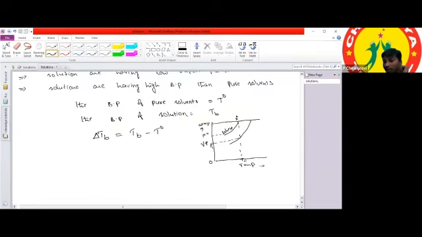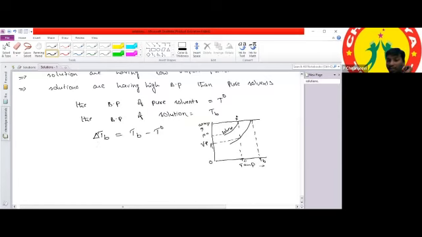Initially the solvent temperature is T naught that we had taken. If we heat it slightly, at TB temperature the vapor pressure is going to increase. When the vapor pressure of the liquid is equal to atmospheric pressure, at that place the liquid is going to boil. So TB is nothing but the boiling point temperature of the solution, and T naught is the boiling point temperature of the pure solvent.